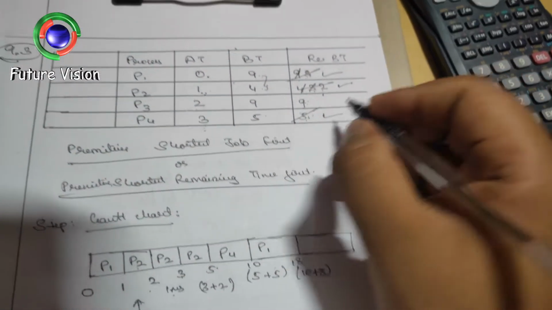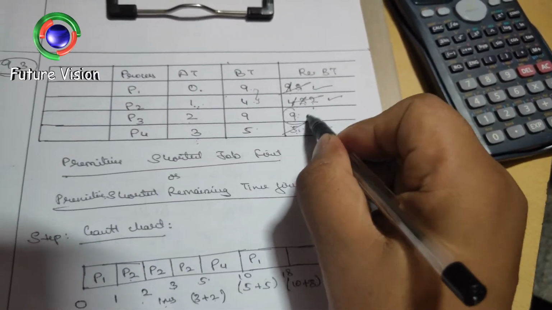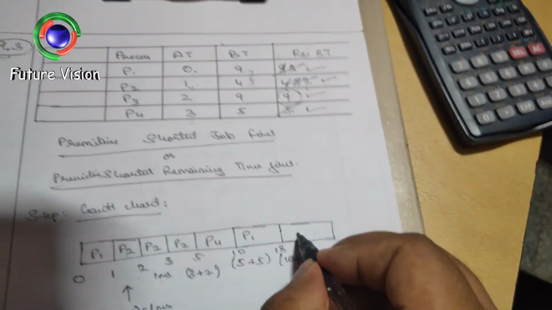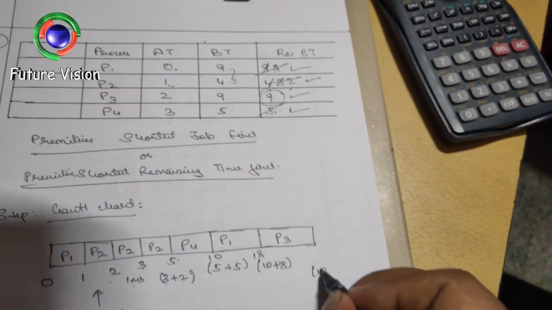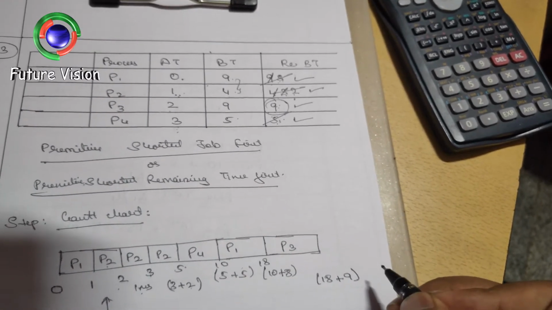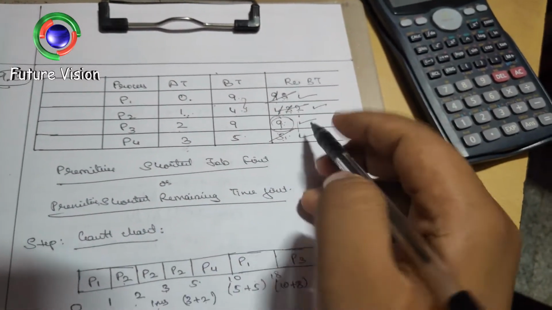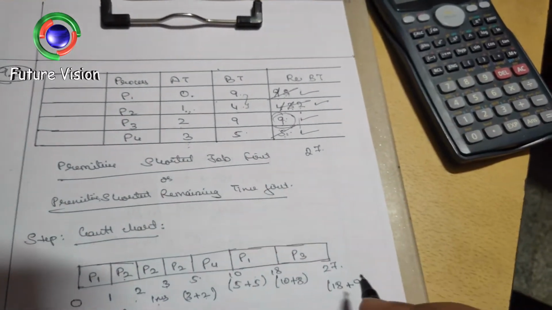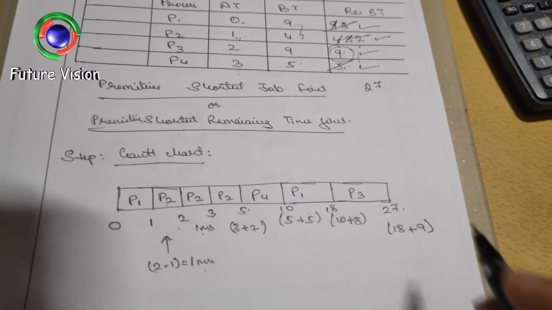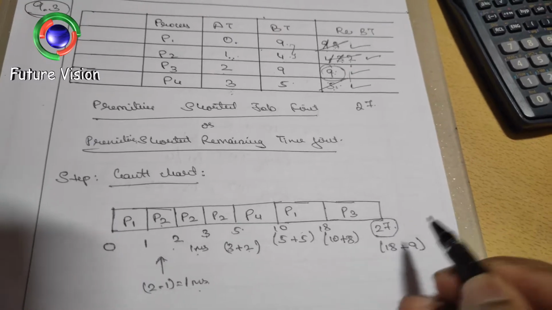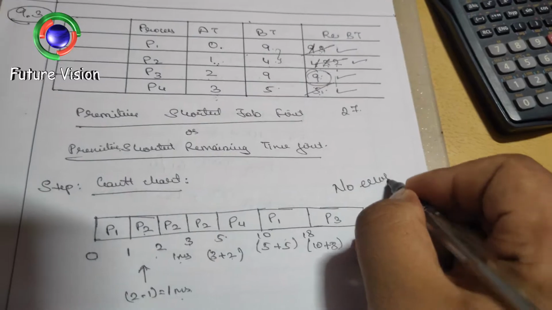The last and foremost process left is P3. That is 18 plus 9, which is 27. To check whether the Gantt chart has an error, the sum of all burst times should equal the last value of the Gantt chart. So therefore we have no error.